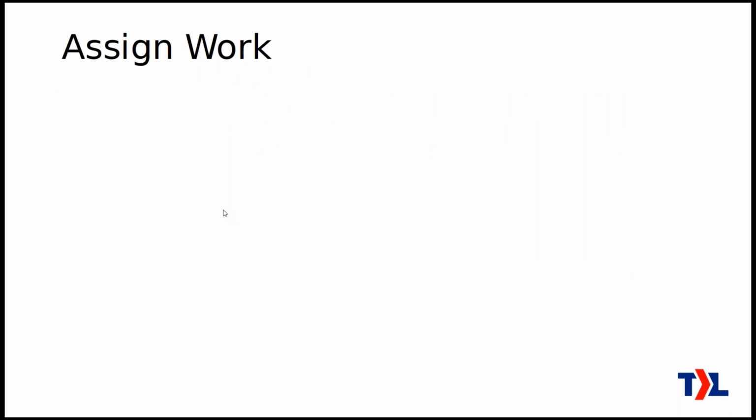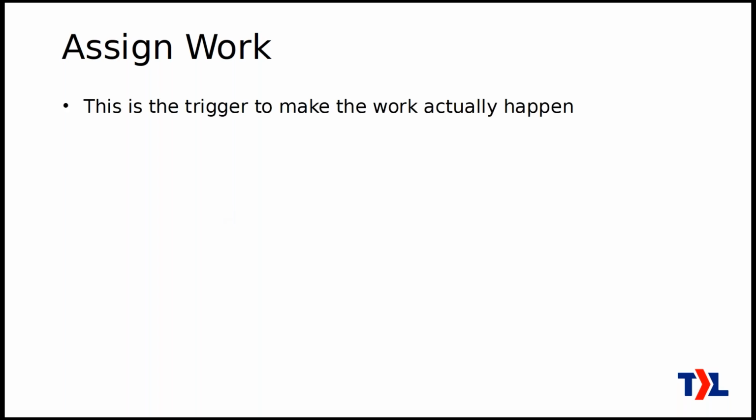So that brings us to the next phase of the framework, of the cycle, where you actually assign work. And so this is the trigger that actually makes the work get done. You're basically putting it into a queue where someone will actually work on it.